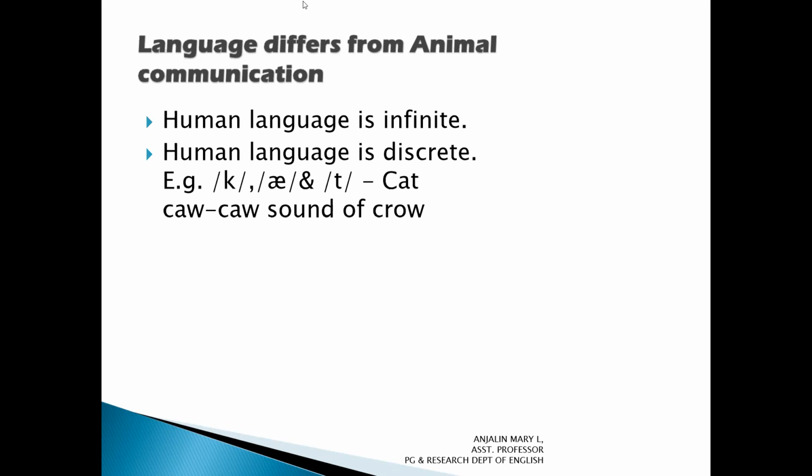And human language is also discrete, which means it can be separated individually. Language makes use of clearly distinguishable, discrete, identifiable symbols, whereas an animal communication system is often continuous and non-discrete. Let us take the example. We can easily distinguish the sounds k, a, t, which is cat. In the word cat, you can clearly distinguish the sounds k, a, and t. But one cannot identify or differentiate discrete symbols in the humming sound of the bee or the caw caw sound of the crow. It is not possible. So human language is discrete.